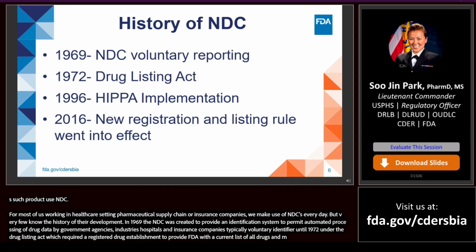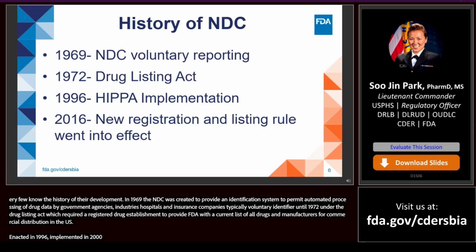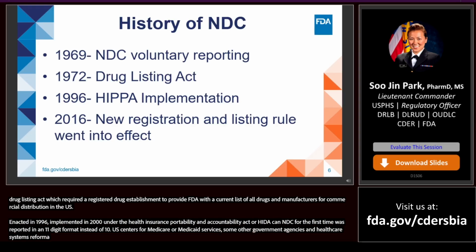Then enacted in 1996, implemented in 2000, under the Health Insurance Portability and Accountability Act, or HIPAA, NDC for the first time was reported in an 11-digit format instead of 10. U.S. Centers for Medicare and Medicaid Services, some other government agencies and healthcare systems reformat NDCs to 11-digit under HIPAA by adding a leading zero to short segments to create a 5-4-2 format.